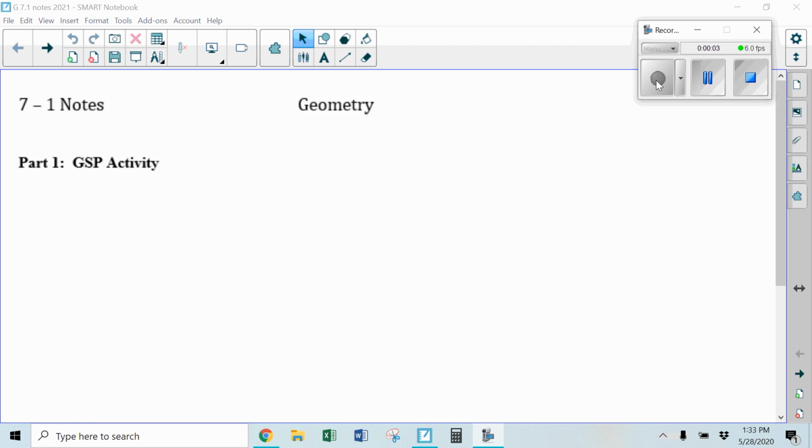Today's 7-1 notes are not in your book. You'll have a note sheet. You'll see a lot of blank space on the first page where it says Part 1, GSP activity. GSP stands for Geometer Sketchpad. It's just a program I have on my computer that I'm going to use to teach you the lesson.